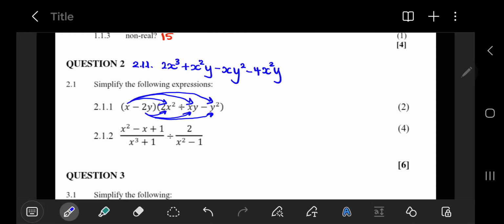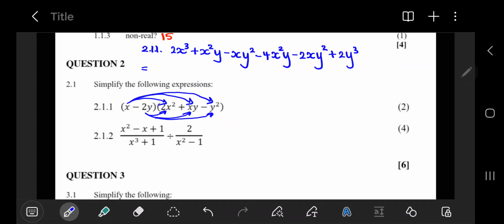Negative 2y times positive xy. So firstly, negative times a positive gives you a negative. And that's going to be 2xy squared. Negative 2y times negative y squared is positive 2y cubed. So we have multiplied out completely, and we are now going to gather like terms.